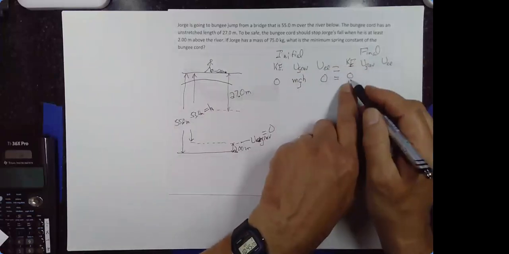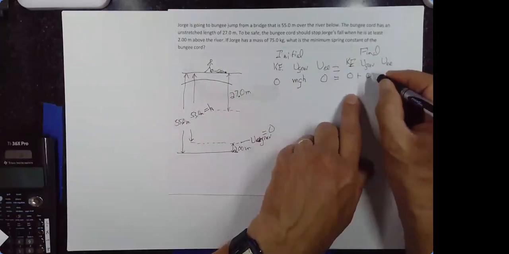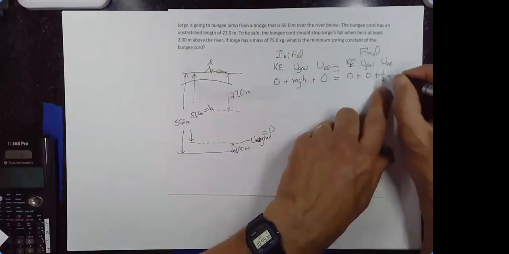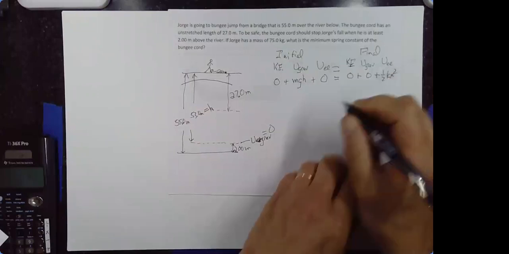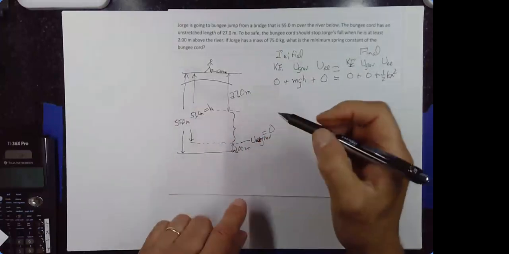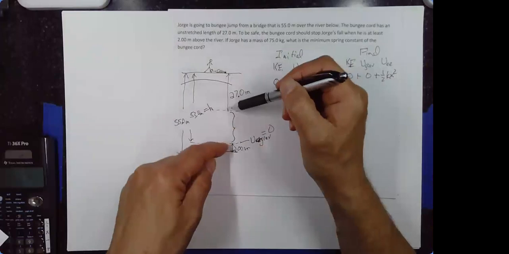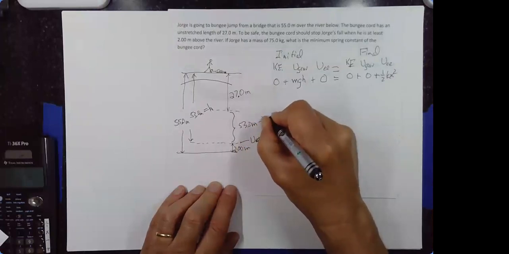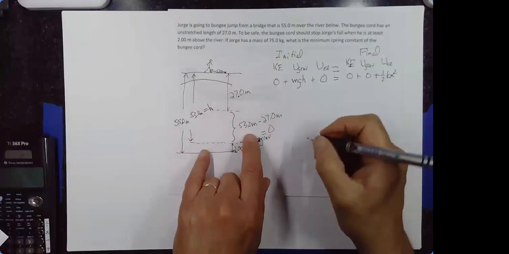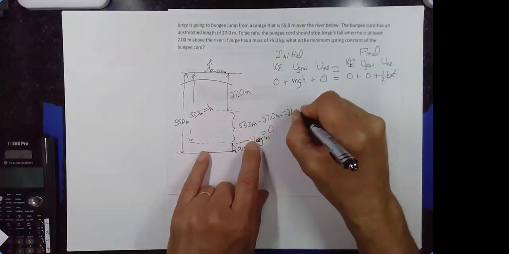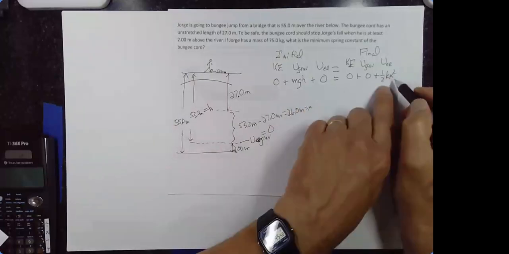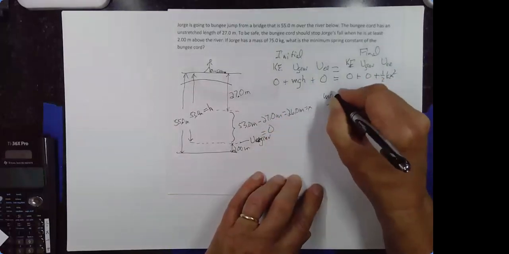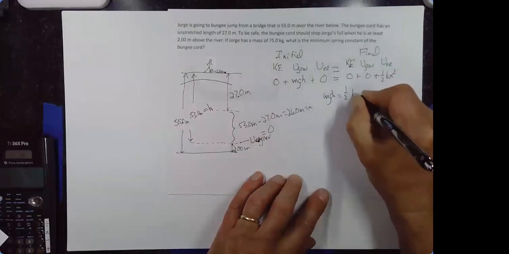In the final case, there's no kinetic energy. There's no gravitational potential energy. I can put plus signs between these. And all we're going to have is 1/2 kx squared, where x is going to equal 53 meters minus 27 meters. So 53.0 meters minus 27.0 meters, and I think that's 26.0 meters. And that's x, the x that I've got here. So mgh is going to equal 1/2 kx squared.